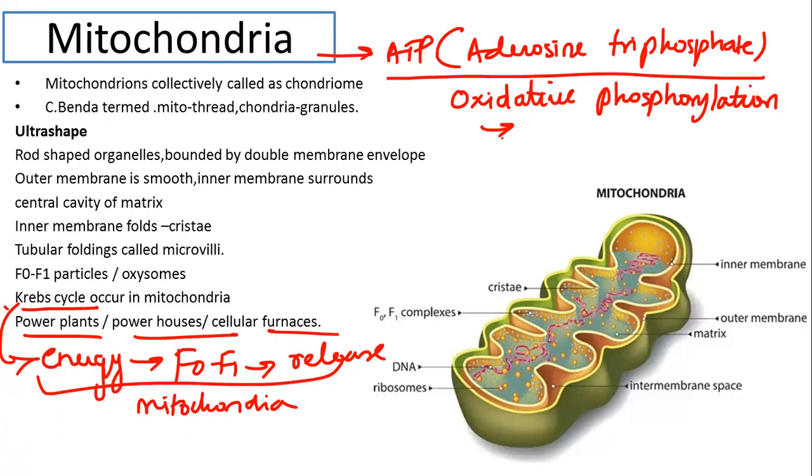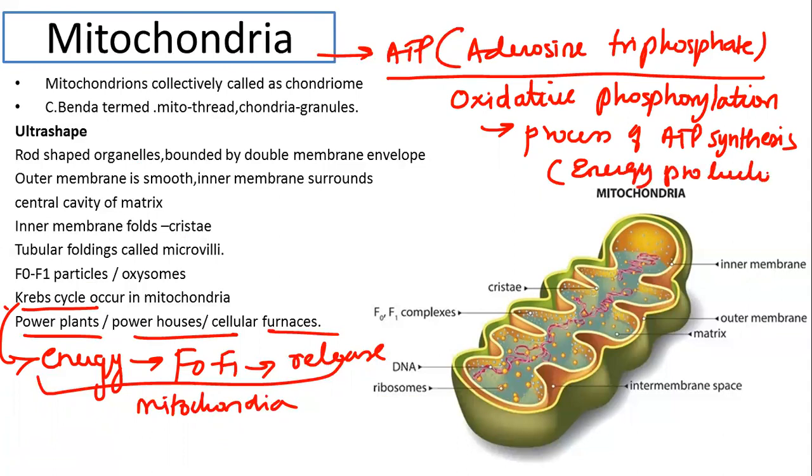What is oxidative phosphorylation? Process of ATP synthesis, or you can also say energy production. The process of energy production is also called oxidative phosphorylation. This oxidative phosphorylation occurs in mitochondria. So this is all you have to study.